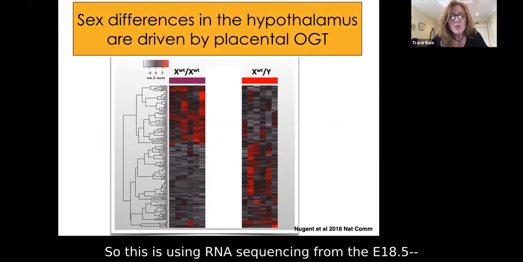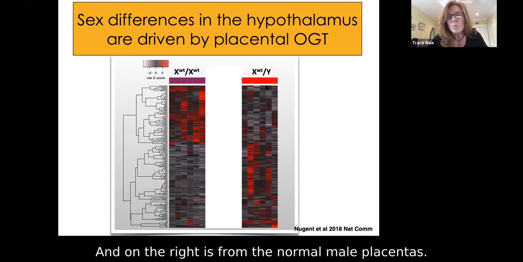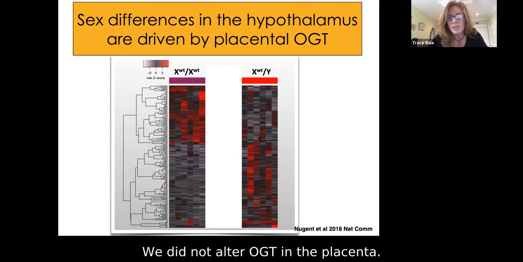Okay, so this is using RNA sequencing from the E18.5, again, the day before birth in a mouse. On the left is showing you the brains from the normal female placentas. So we did not alter OGT. And on the right is from the normal male placentas. We did not alter OGT in the placenta.